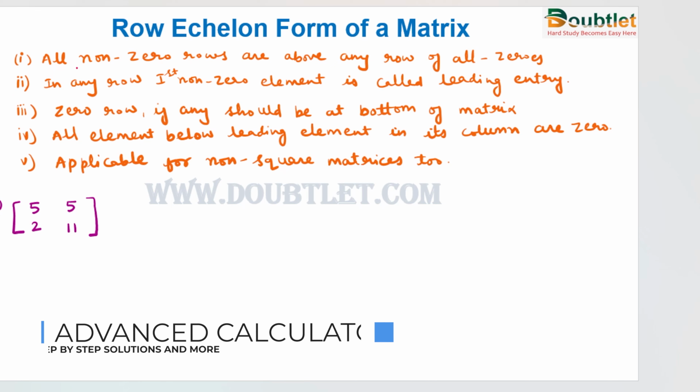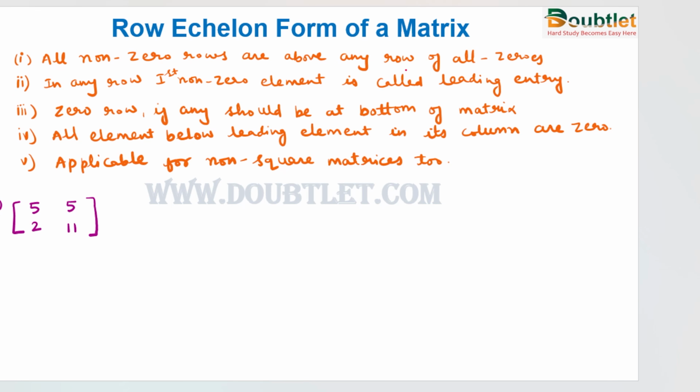The first condition is that all non-zero rows are above any row of all zeros. Suppose this is a matrix. We can write this as 1, 2, 3, 0, 0, 0, 1, 5, 6. Can we say that it is in row echelon form? No, because there is a 0 row which is above a non-zero row.